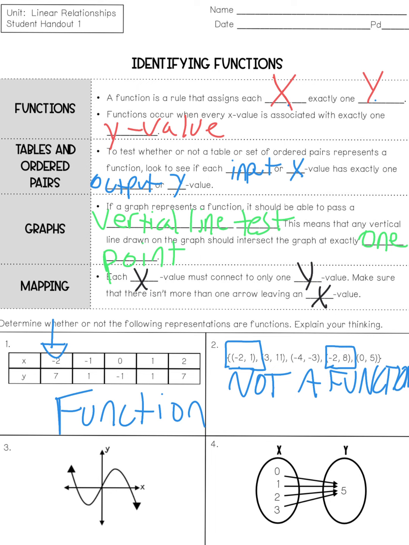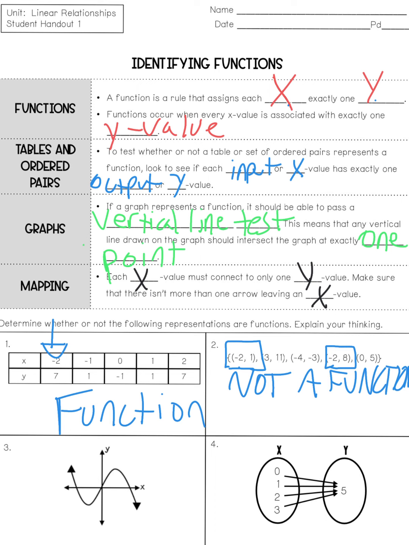Now let's look at the green, the graph. Okay, it says if a graph represents a function, it should be able to pass a vertical line test. This means that any vertical line drawn on the graph should intersect the graph at exactly 1 point. Y'all, we have a graph. It hit here 1 time. If I drew it over here, it hit here 1 time. No matter where I draw the line, it hits 1 time. Once again, vertical means up and down. So I draw an up and down line. Where did it hit? Right there. Did it hit anywhere else more than once? No. So it's a vertical line test. It passed it. Congratulations. This is a function.